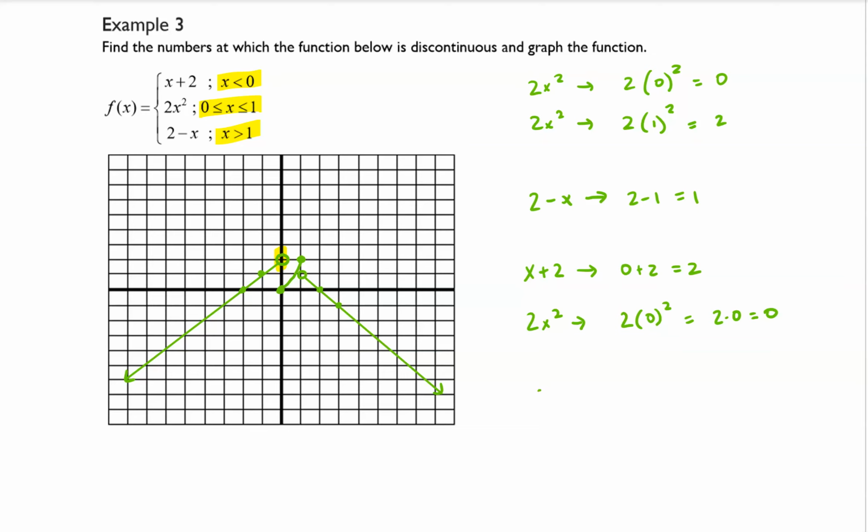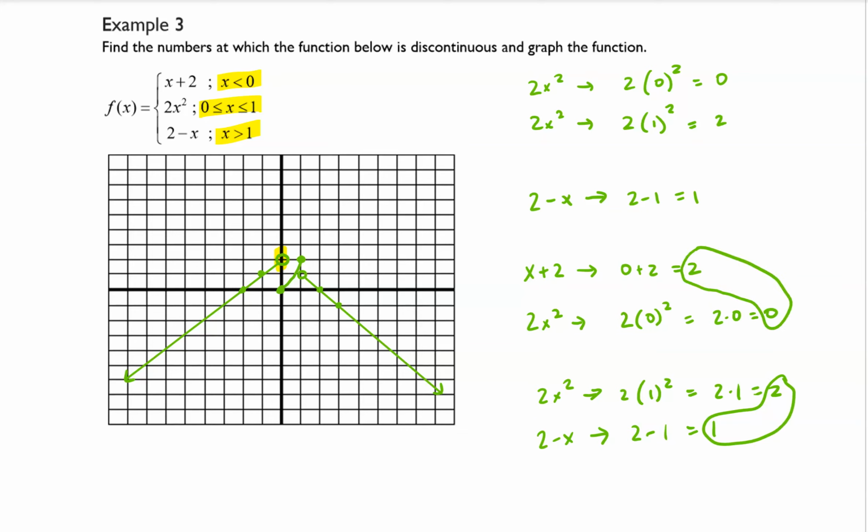And then if I plugged in 1 here, I'd get 2 times 1 squared, which is 2 times 1, which is 2. And then in my last subfunction, if I plugged in 1 here, I get 2 minus 1, which is equal to 1. And notice that these are not the same number, just like these weren't the same number. And so here I would have to pick up my pencil again in order to draw that part of the graph. So at the end of the day, we would say f of x is discontinuous at x equals 0 and x equals 1.